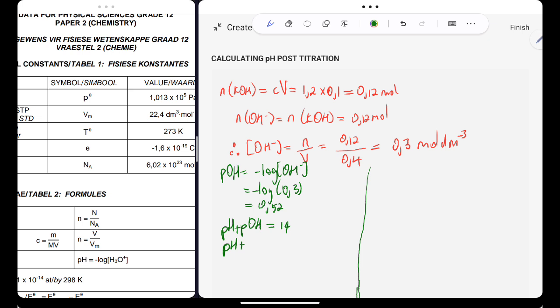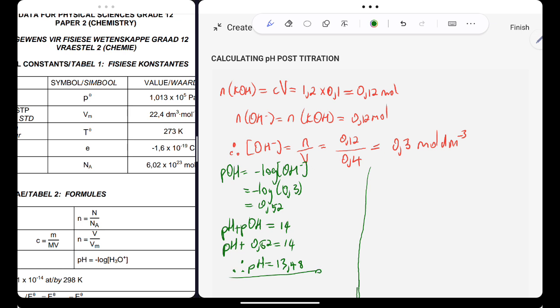So pH plus 0.52 is 14. Therefore, my pH will be equal to 14 minus 0.52, which is just 13.48. This will be the value of my pH, right?